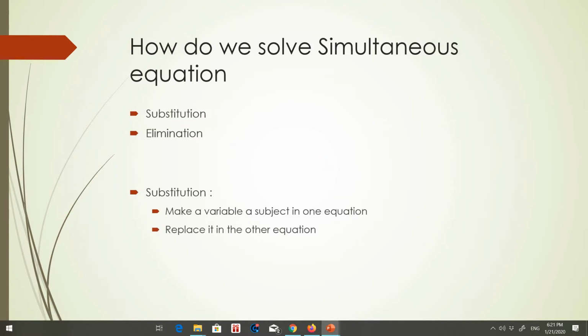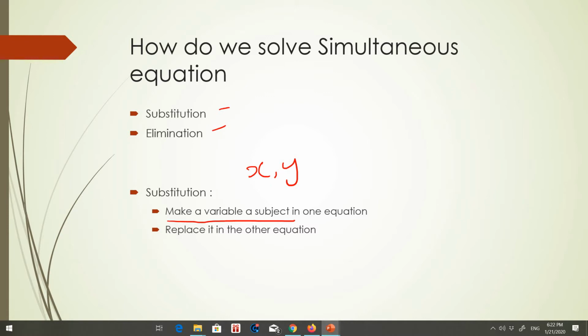So how do we solve simultaneous equations? We have two common methods, substitution and elimination. For now, I want to focus more on substitution. Let's try to master one method before we go to elimination. So what's the idea behind substitution? It's very simple. Make a variable, and it can be x or y, the subject of one equation and then replace it in the other equation.